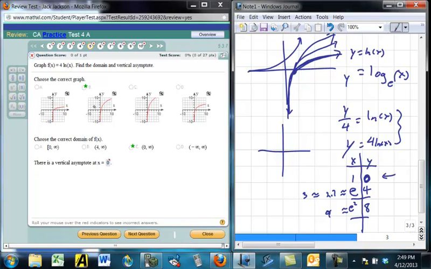What's the correct domain of a natural logarithm? Only positive, 0 to infinity. It's a vertical asymptote at x equals 0. And then the 4 times that just gives a vertical stretch, so it doesn't change the domain or the vertical asymptote.